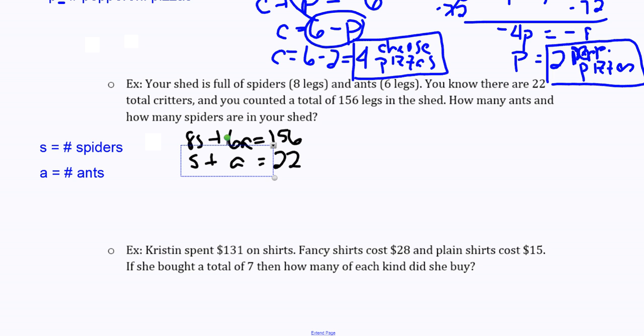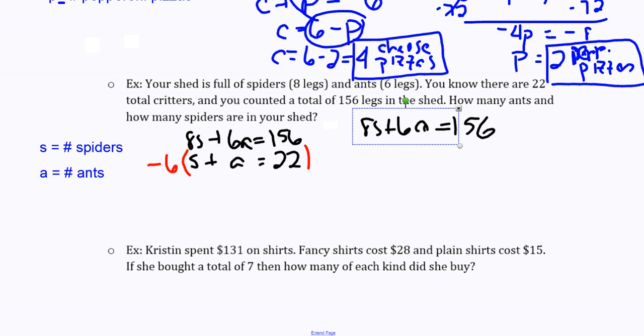Okay. I solved the last one by substitution, so I'll solve this one by elimination just to give you an example. So let's take this second equation and let's multiply it by, say, negative 6. So we'll get rid of the a's. So my first equation stays the way it is. 8s plus 6a is equal to 156. My second equation multiplying in the negative 6, so negative 6s minus 6a is equal to 22 times negative 6, which is negative 132.